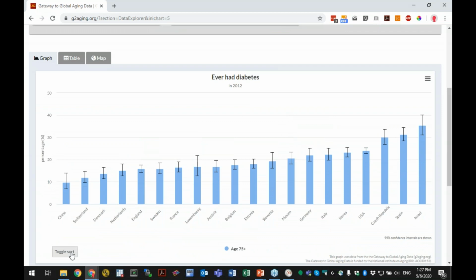And you can also toggle sort, so it's going to show you that we would predict that, for instance, Israel looks like it has the highest, though not statistically different from Czech Republic and Spain, level of diabetes for people age 75 and older. It looks like China, again, has the lowest, but not statistically different from some of the other countries on the low end for age 75 and older.